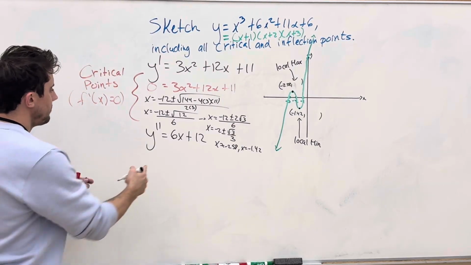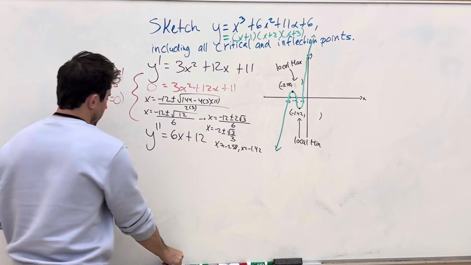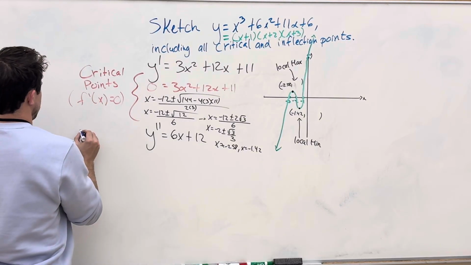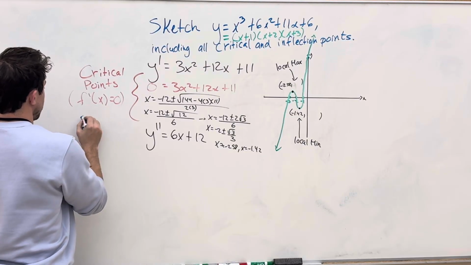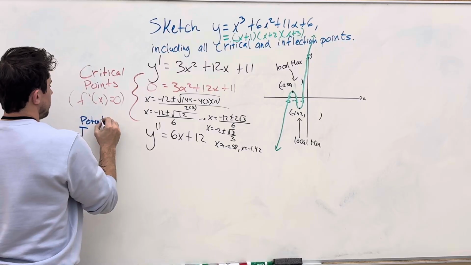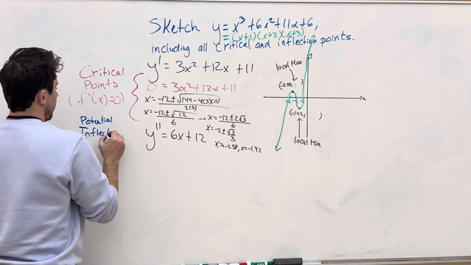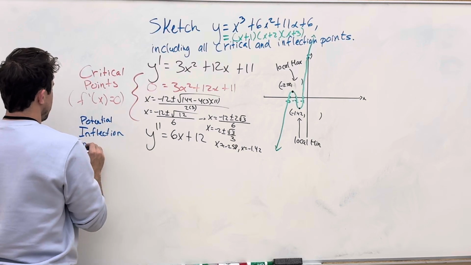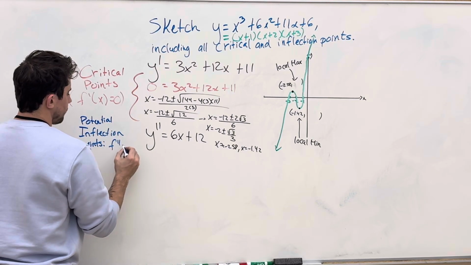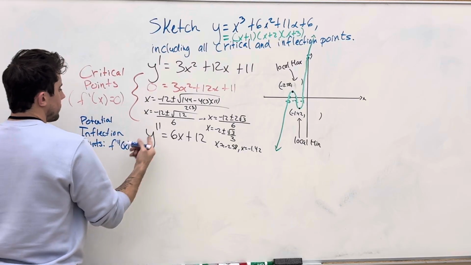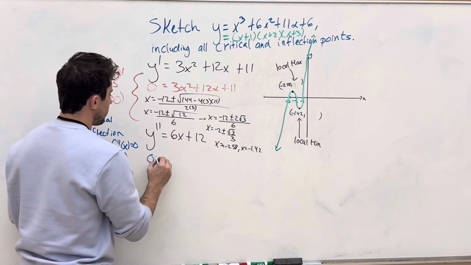The second derivative is going to be 0. So remember, we have our inflection points, or rather, I should say, potential inflection points, when the second derivative is equal to 0. So for us, that means setting y double prime, the second derivative, equal to 0.